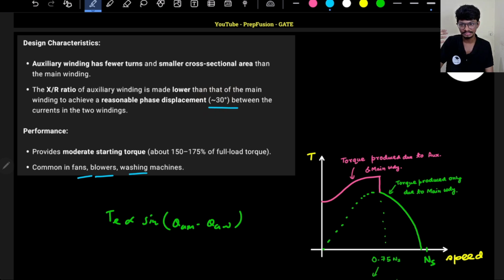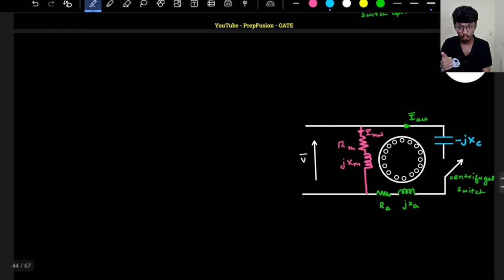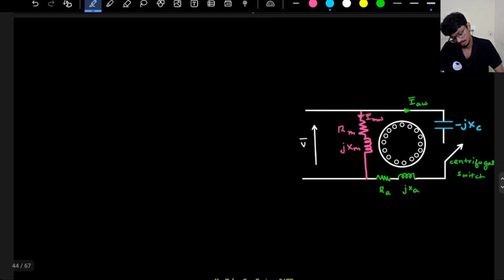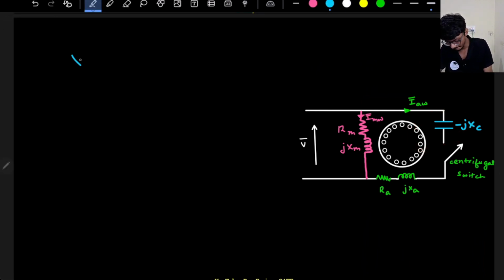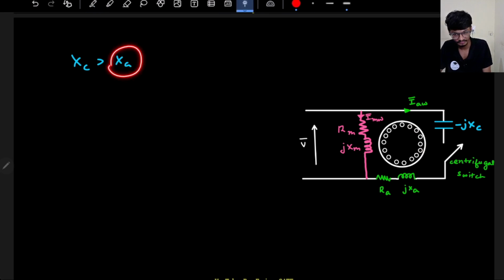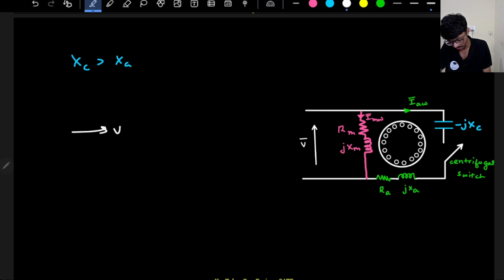Now let's come to the next type of induction motor, that is the capacitor start induction motor. In a capacitor start induction motor, what do we do? We connect a capacitance. That's it. So what will be the phase difference? Now XC will be much larger than XL, the inductive reactance. So my voltage is here, my main winding current will be here, that will be lagging. My auxiliary winding current will be here, that will be leading.